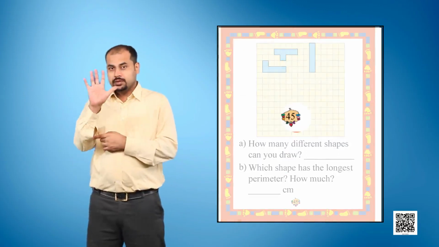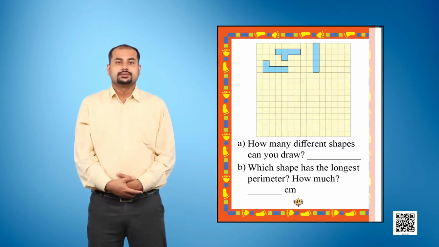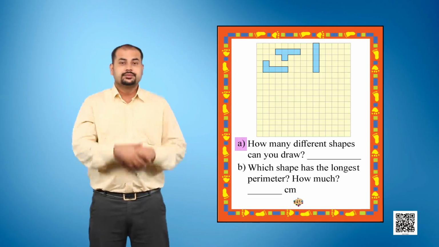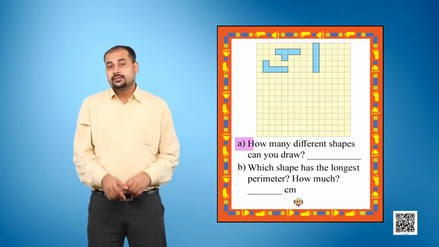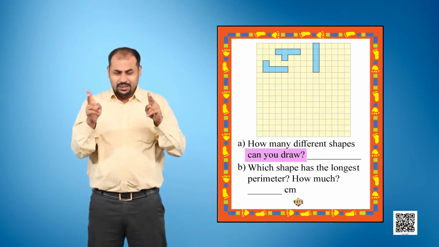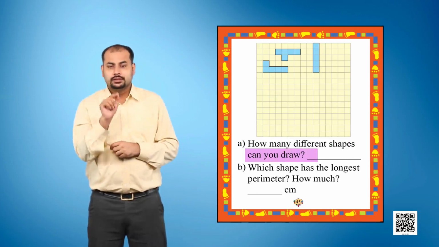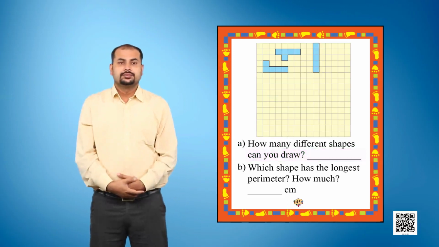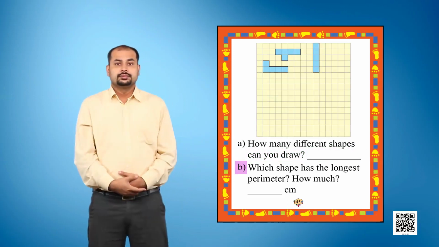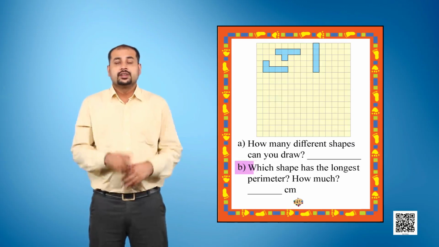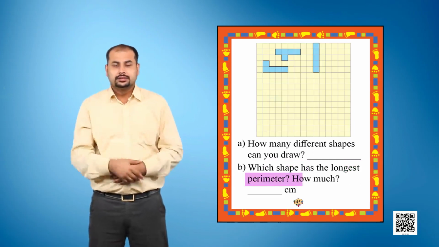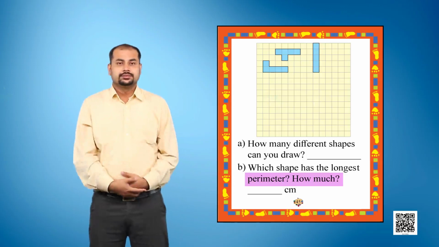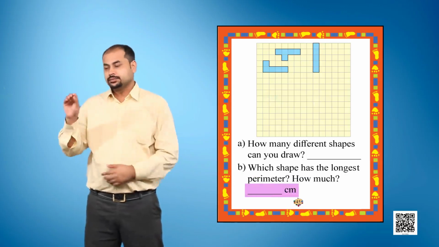Page 45. Question, Part A. How many different shapes can you draw? Dash. Part B. Which shape has the longest perimeter? How much? Dash centimeters.